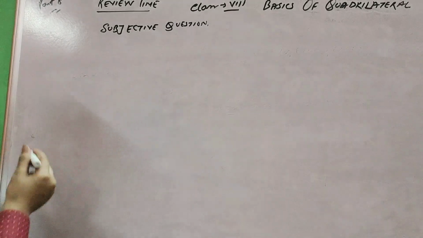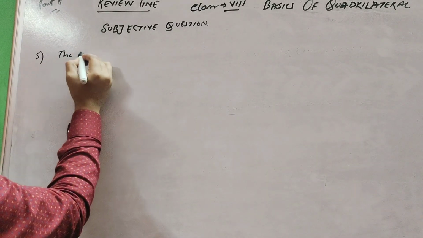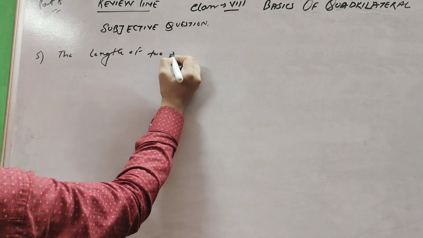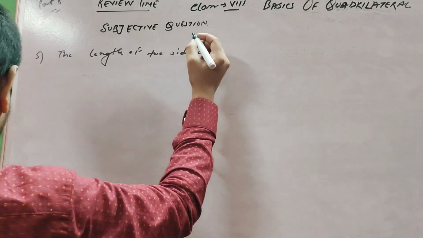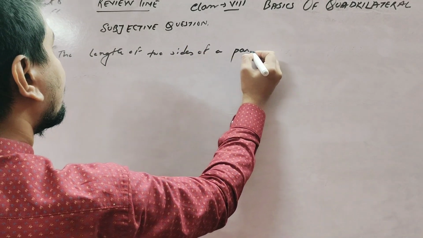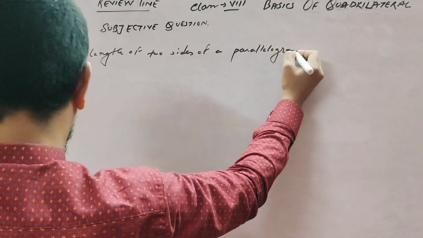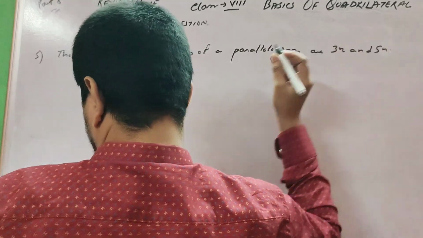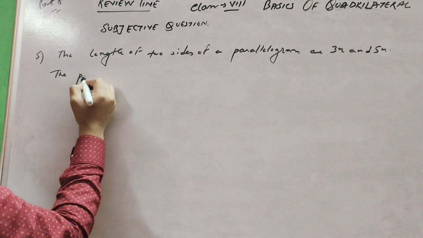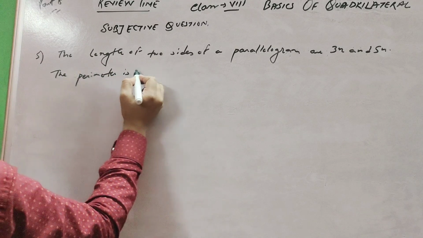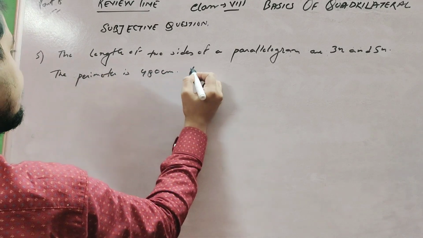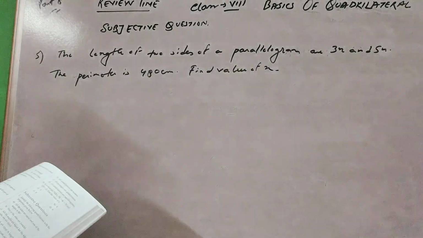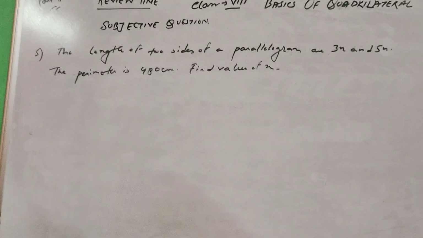Question number 5. The length of two sides of a parallelogram are 3x and 5x. The perimeter is 480 centimeter. Find the value of x.